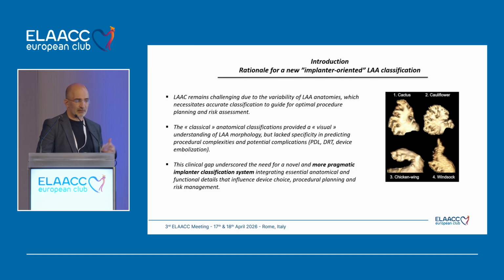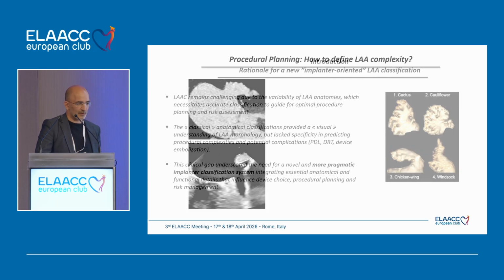And so the classical, well-known anatomical classification, like cactus, cauliflower, chicken wing, windsock, actually just provides a visual understanding of the morphology, but we thought that it lacks specificity in predicting procedural complexity and potential complications like peri-device leak, device-related thrombus, embolization, and so forth. And so there was a clinical gap, and there was a need for a novel and more pragmatic classification for the implanter, which would integrate essential anatomical and functional details that can influence the choice of the device, planning of the procedure, and the management of the risk.